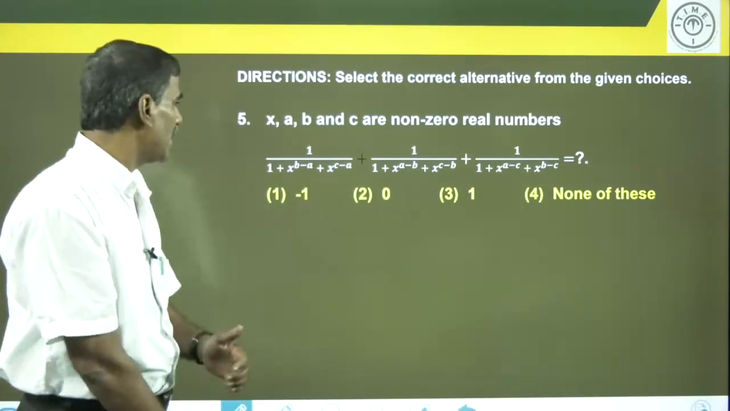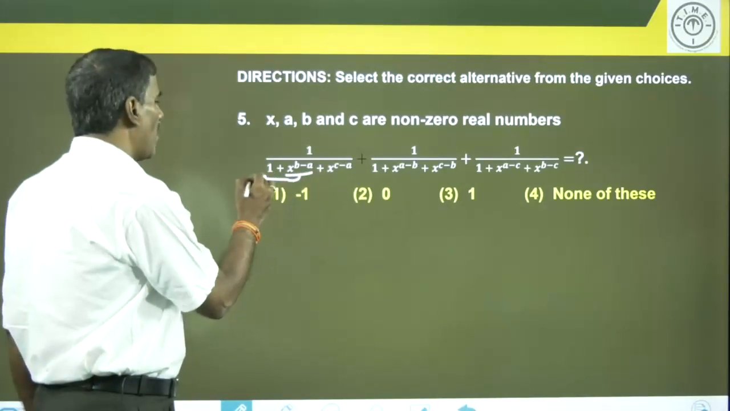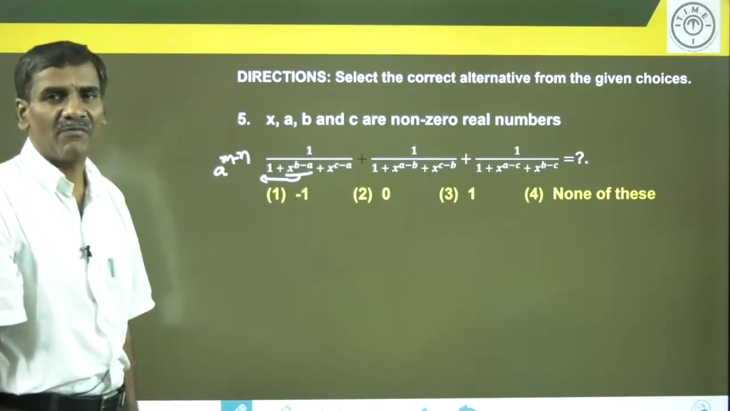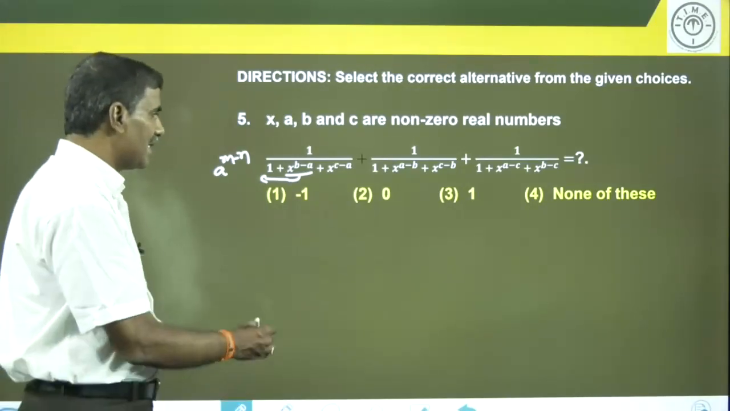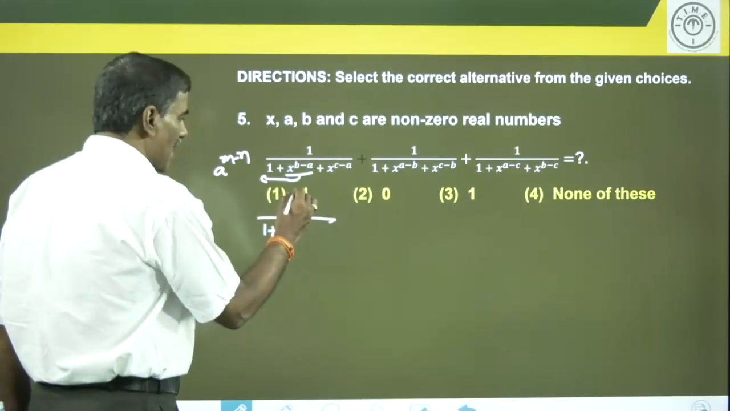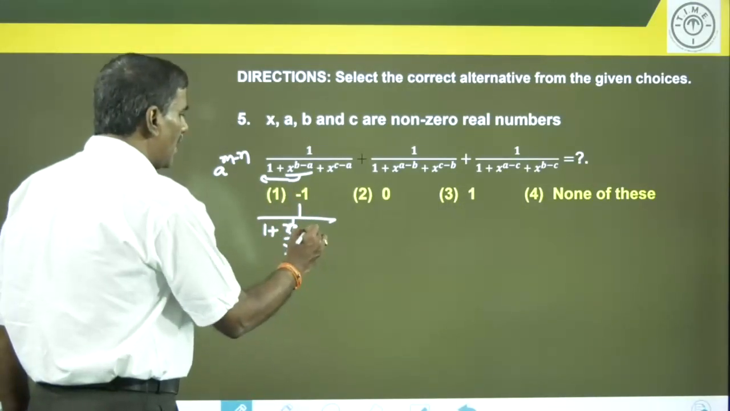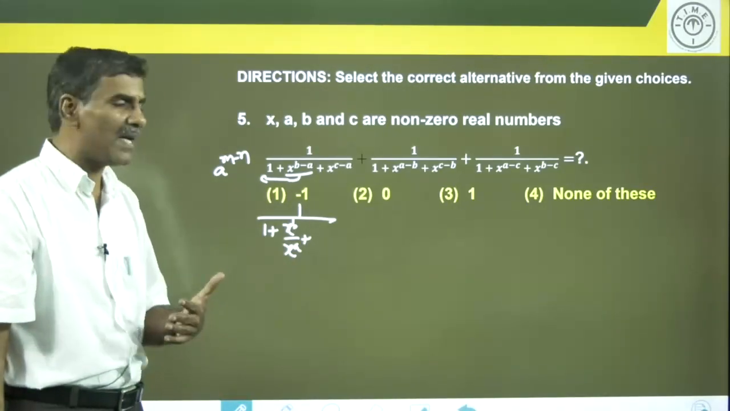Here, if we observe, x power b minus c is in the form of a power m minus n, and we know a power m minus n we can write as a power m divided by a power n. So that means this will become basically 1 by 1 plus x power b divided by x power a. Next, the term x power c minus a, we can write as x power c divided by x power a.